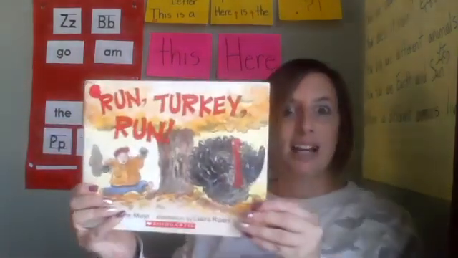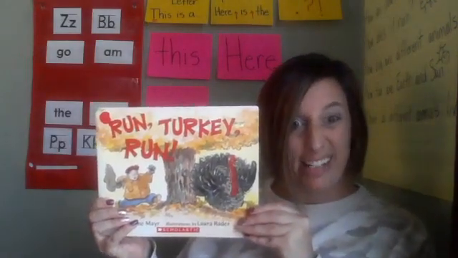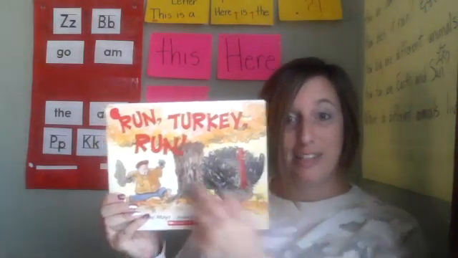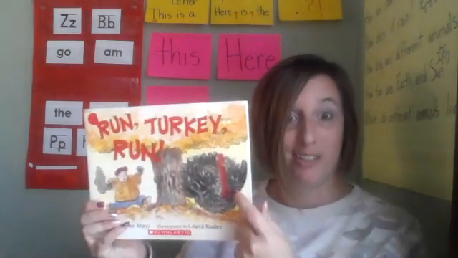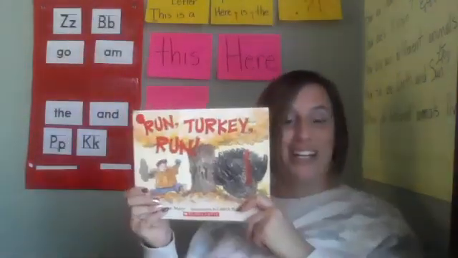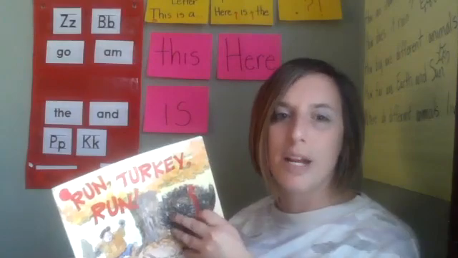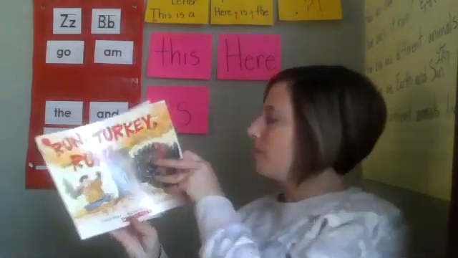So as I'm looking at the front cover, I definitely think I could predict who the characters are. There's a man and there's a turkey. The title is called Run, Turkey, Run. When this man has a bag, I'm going to predict that the man is trying to catch that turkey for his Thanksgiving dinner. Today, though, besides seeing if my prediction's correct, I want to make sure I'm paying attention to who the characters in the story are and where and when the story takes place, the setting.